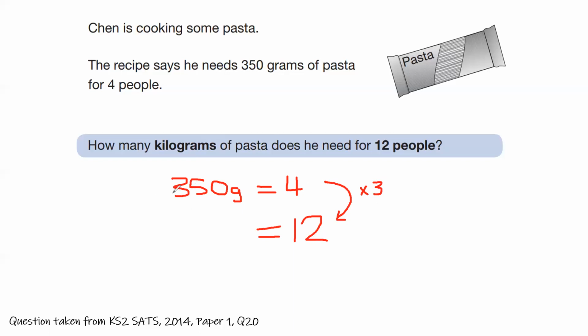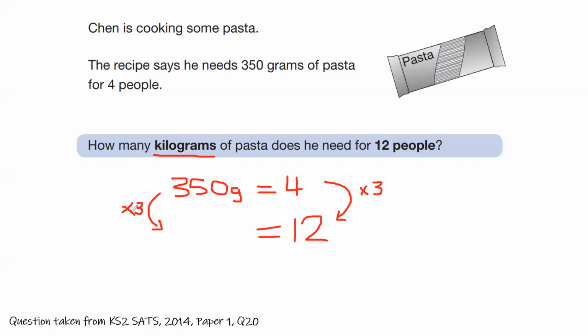And we can do exactly the same. So we know that we need 350 grams of pasta for 4 people. So if we multiply that by 3 as well, then it should tell us exactly how many grams of pasta we need. We'll then have to work out how to put it into kilograms, but at least it's a good starting point.